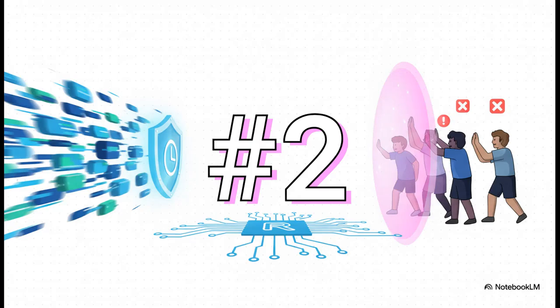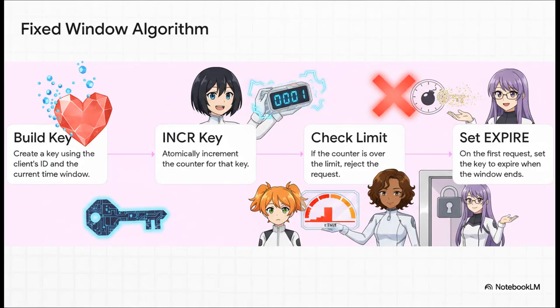Okay, use case number 2, rate limiting. You've definitely seen this. It's what stops you from hitting refresh 1,000 times a second and crashing a website. It's absolutely crucial for protecting your services. And again, Redis makes this so elegant. You just create a special key for each user within a specific time window, say 1 minute.